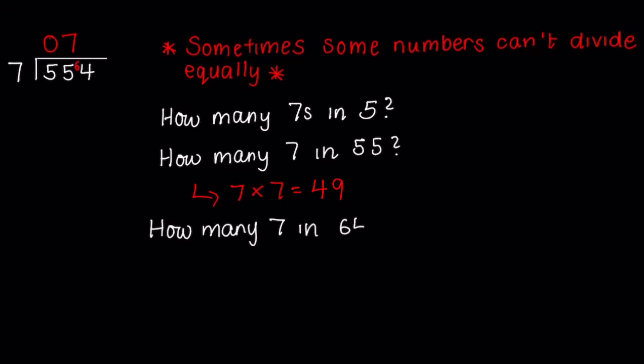But we know that 7 doesn't go into 64 equally. 7 times 9 gives us 63, but we know we have a remainder of 1. And this is what clues back into knowing that not all numbers can go into bigger numbers equally. So our answer is 79 remainder 1.